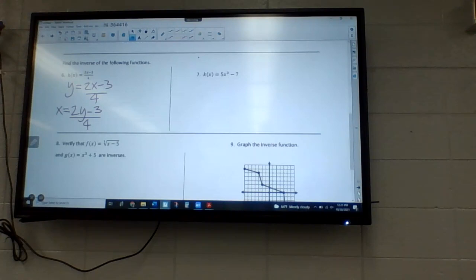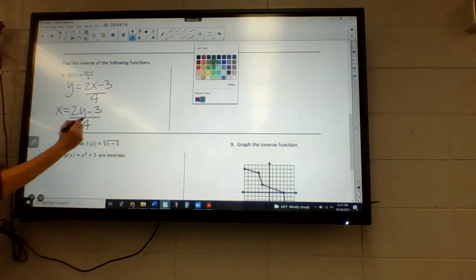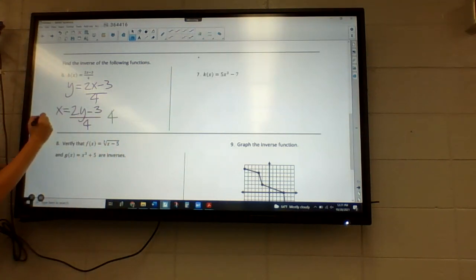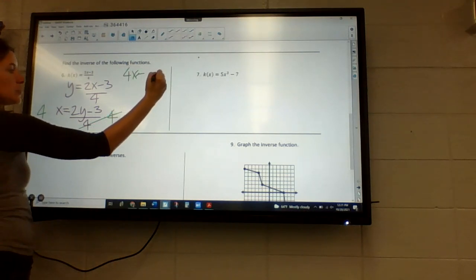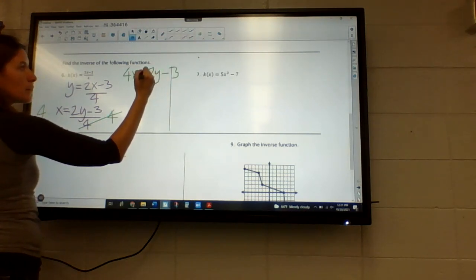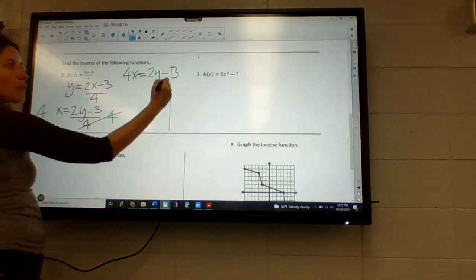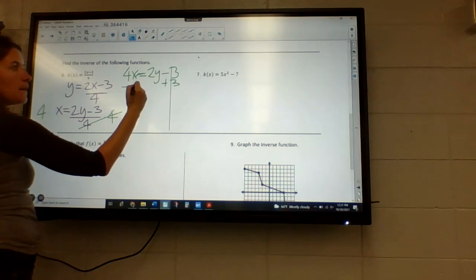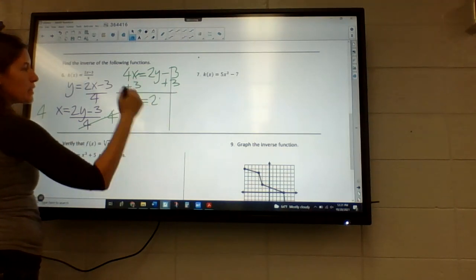So what I need to do now is solve for y. So I'm going to take that and I'm going to try to get the y alone. So I'm going to undo the 4. And this is going to go away here. So I'll have 4x equals 2y minus 3. Now I'm trying to get y alone, so now I'm going to move the 3 back over. Oops, I lost the 3.